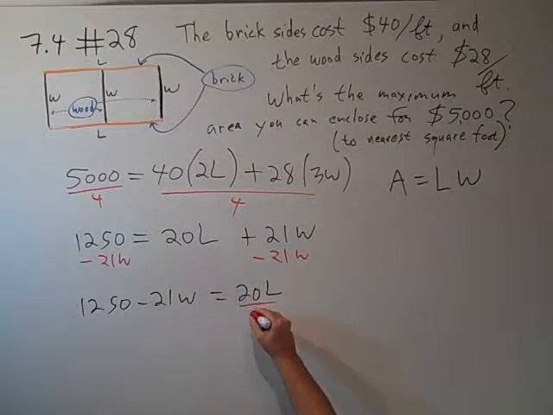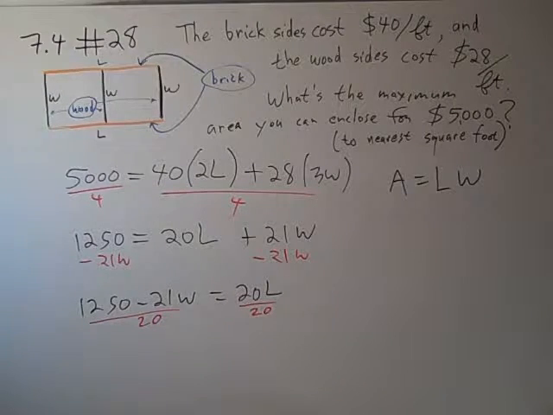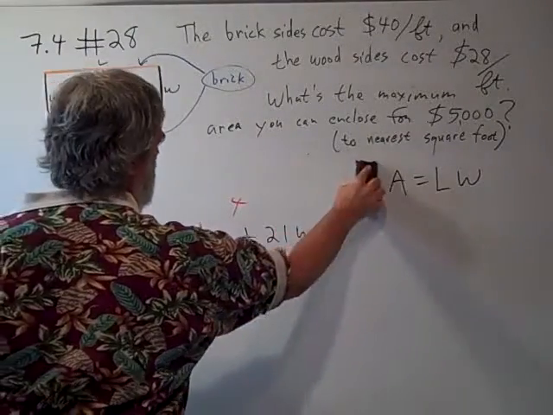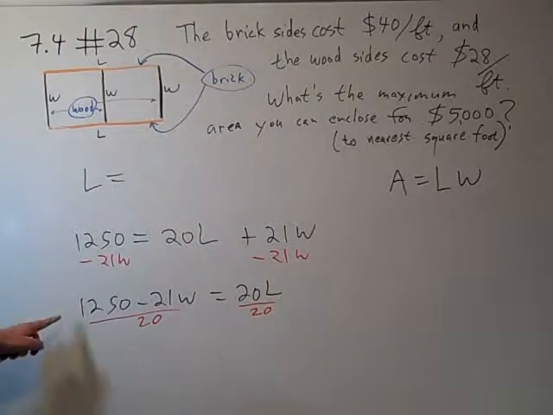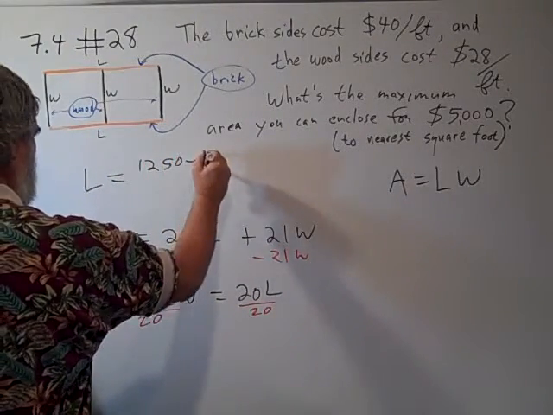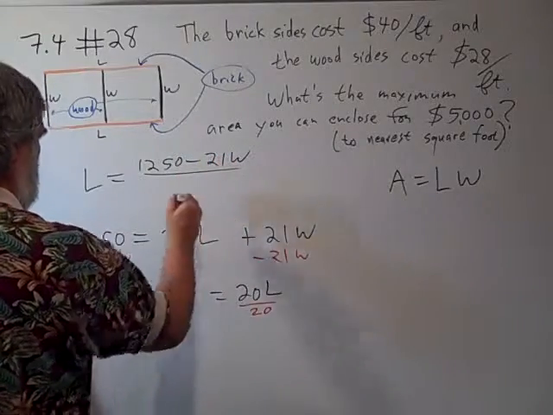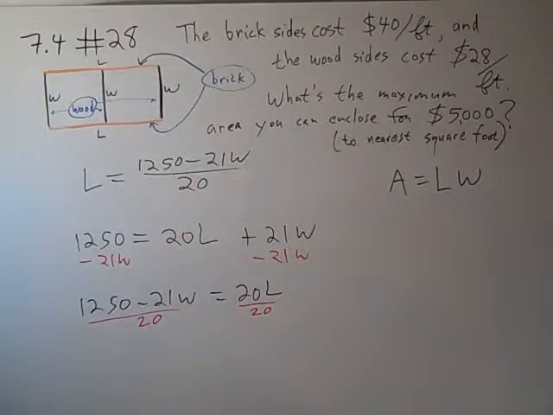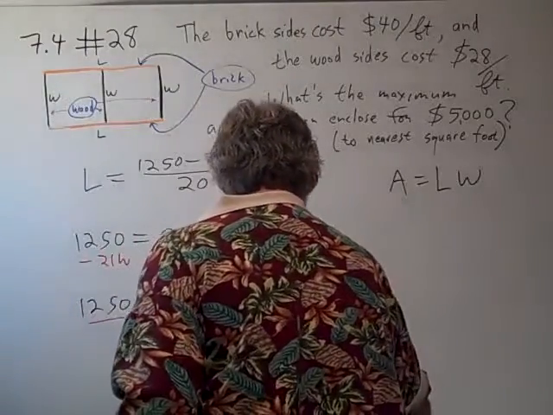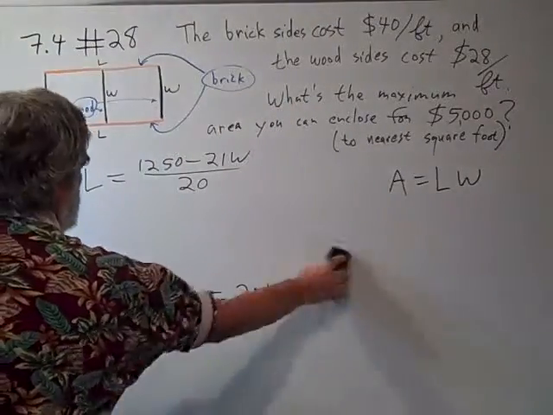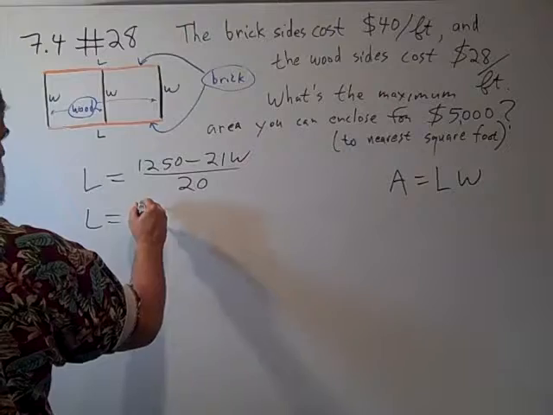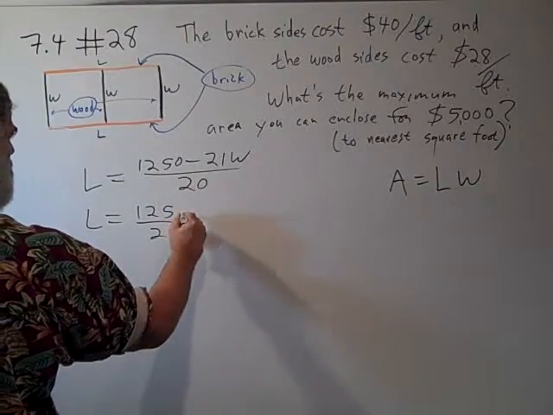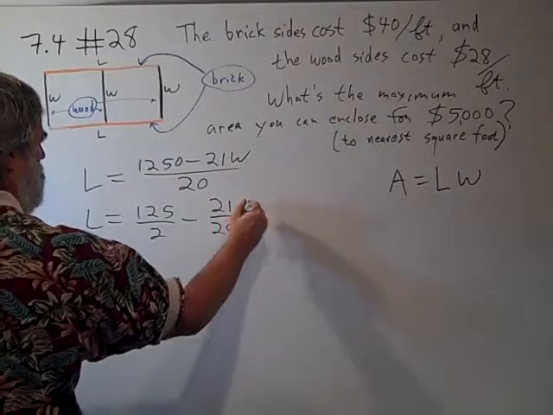And if I now divide both sides by 20, we have then found that L is equal to 1250 minus 21W all divided by 20. Indeed, we could write this as L equals 1250 divided by 20, which is 125 divided by 2, minus 21 divided by 20, W.